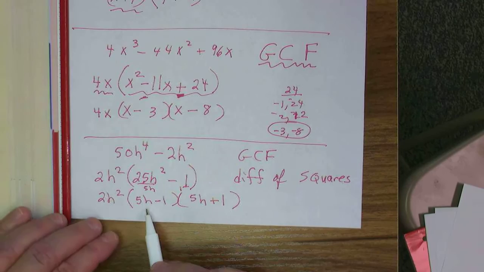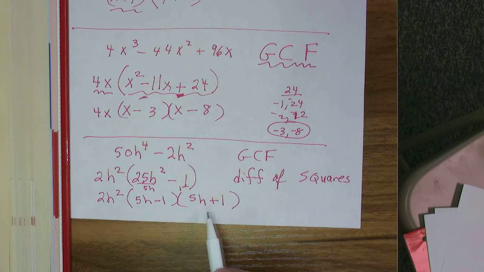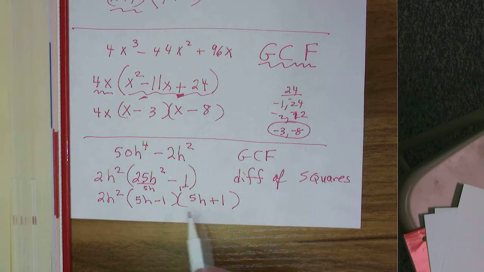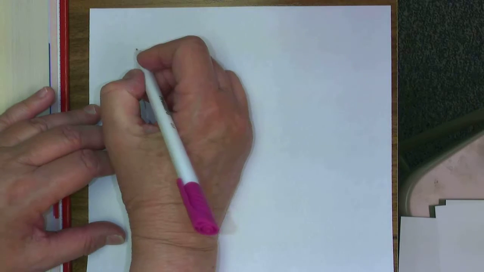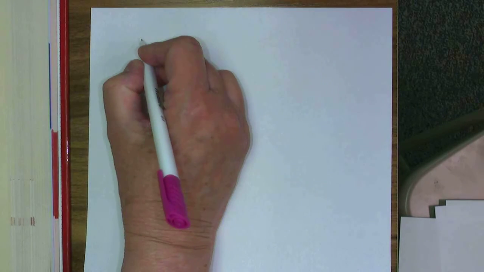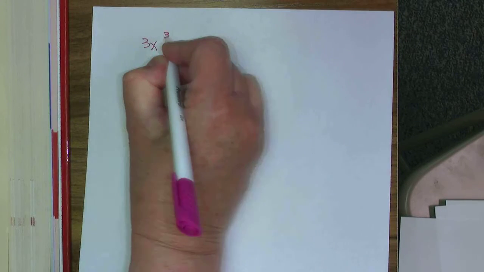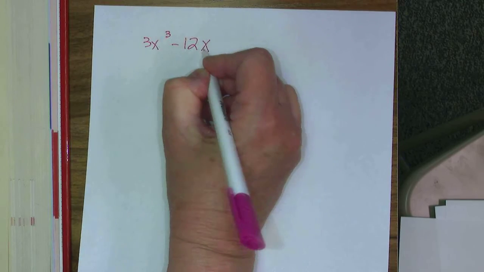Again, it doesn't matter if you have the 5h plus 1 first and then the 5h minus 1. They're two things multiplied together, and that also follows the commutative property. These problems want you to pause the video and work it out. 3x cubed minus 12x. So pause the video, try the problem, and then continue.